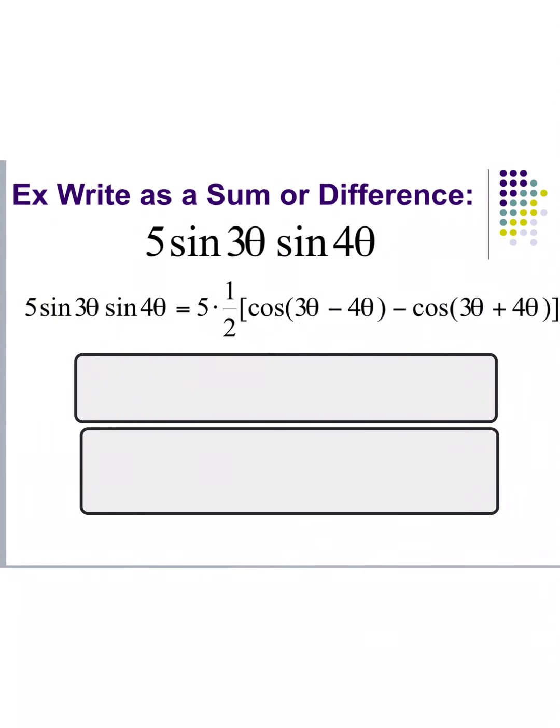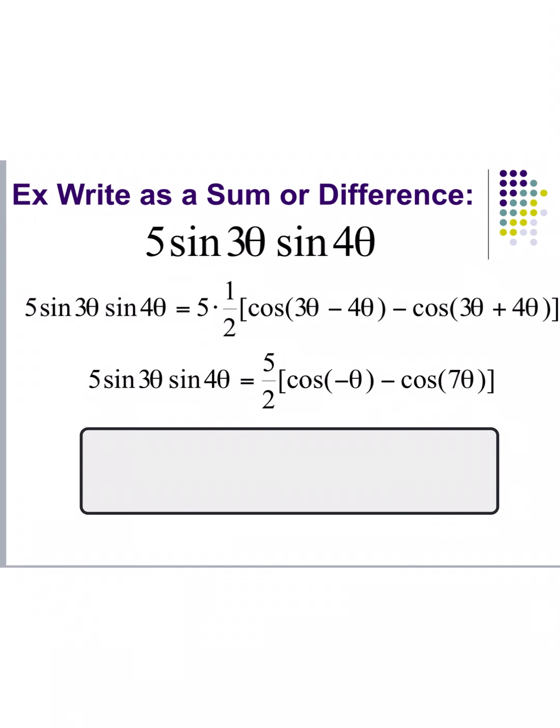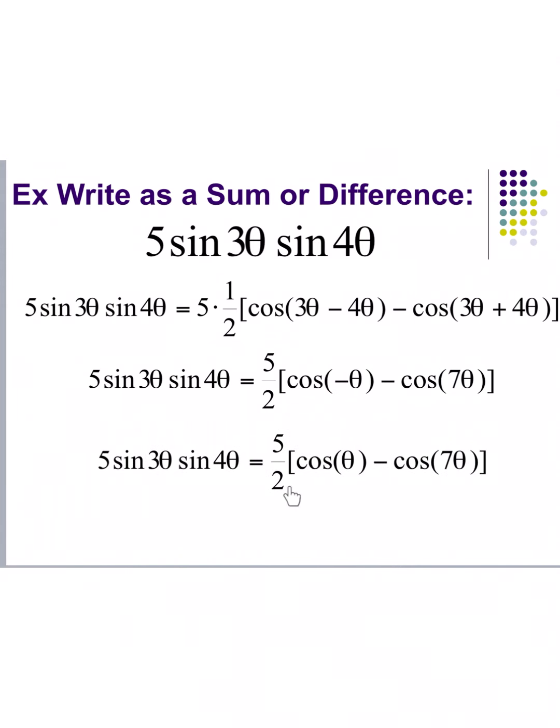We're going to simplify our expressions, the 3 theta minus 4 theta, and the 3 theta plus 4 theta. And we get cosine of negative theta, and then minus cosine of 7 theta. And then once again, we want to make sure we simplify this negative sign. Since it is a cosine function, that negative sign is going to disappear, and we have 5/2 times the cosine of theta minus the cosine of 7 theta.